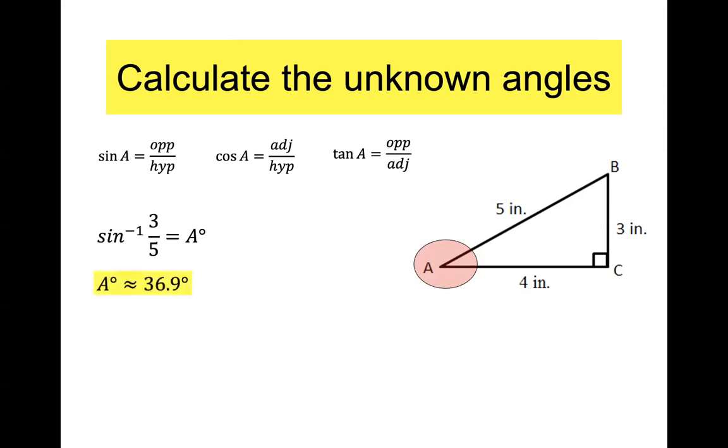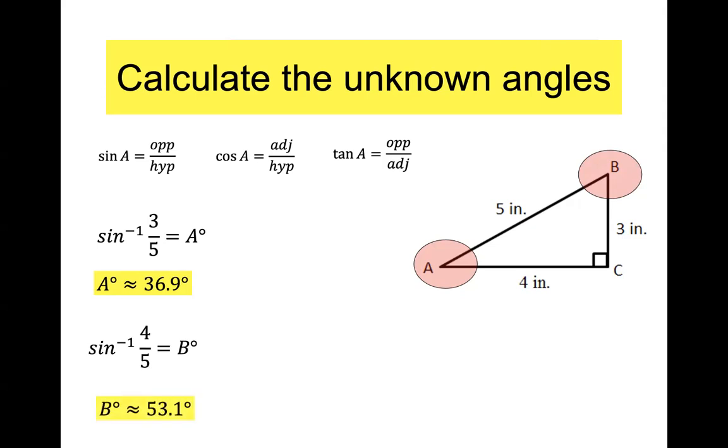I got 36.9 degrees. If we do it for angle B, let's see, angle B, if I want to use sine again, that would be opposite over hypotenuse. So the opposite side for B would be 4, and the hypotenuse would be 5. Plug that into your calculator, and there you go.